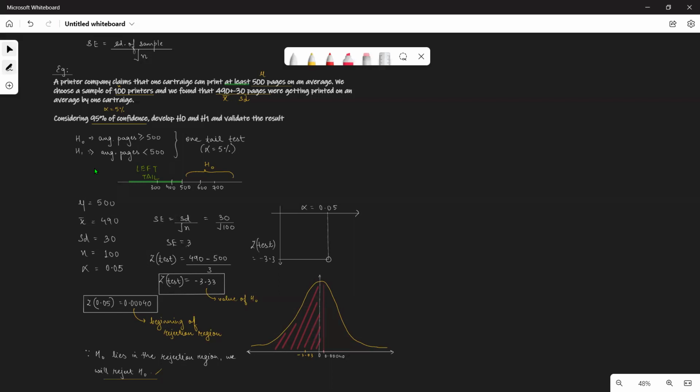Clear? This example, guys, is it clear? Yeah, it's clear to me. I'm good. I'm good, Ashutosh.